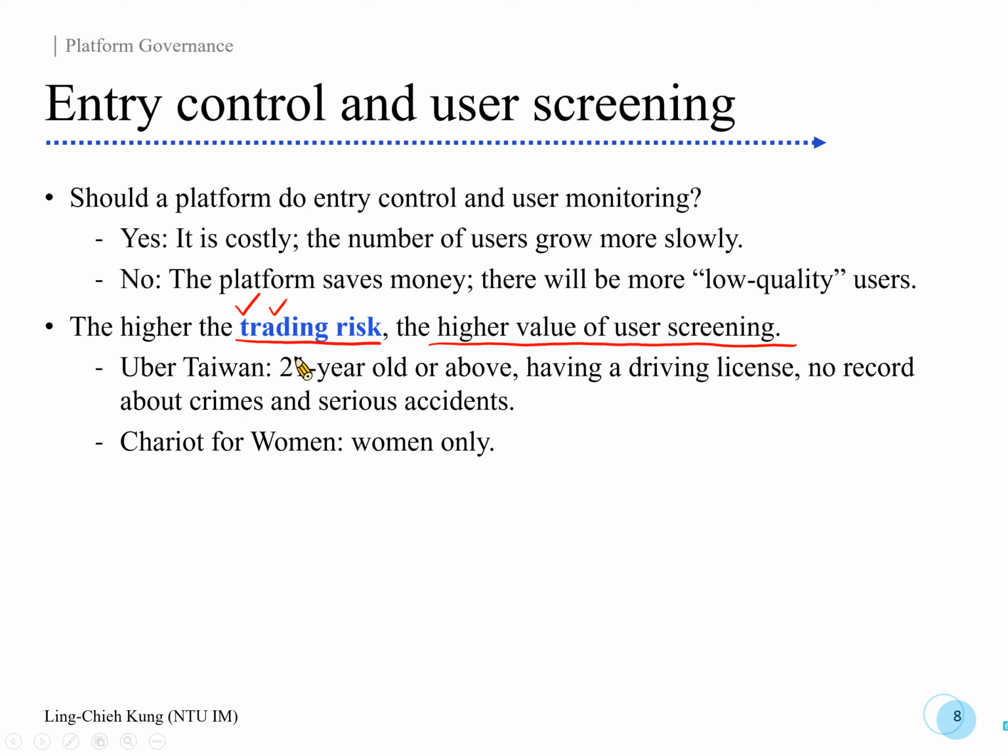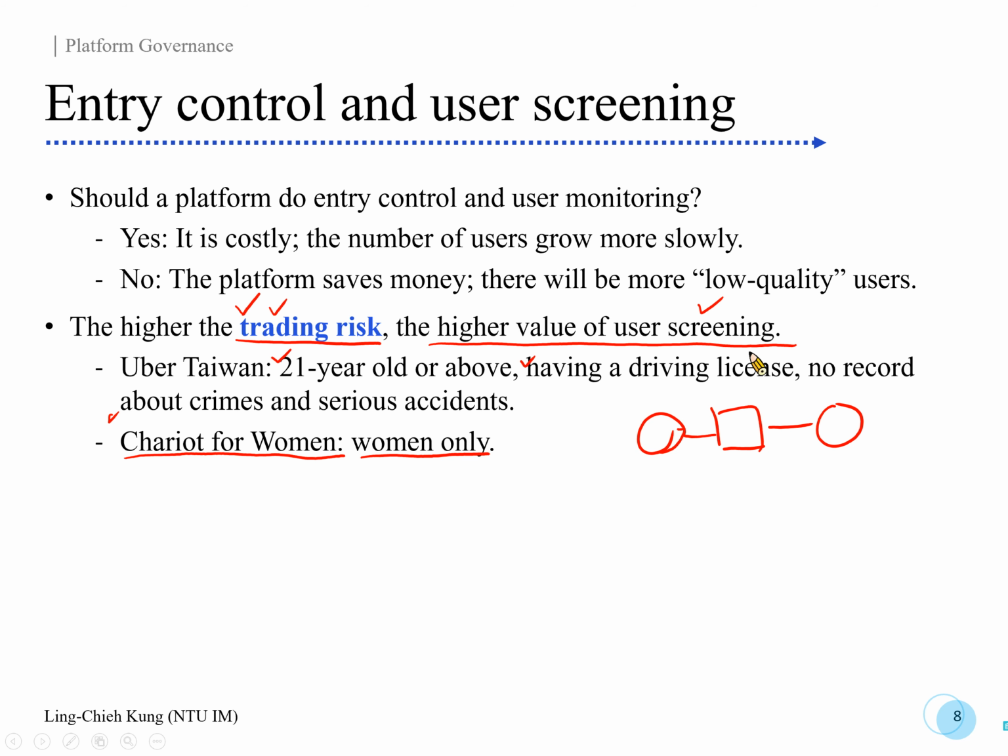There is also an app called Chariot for Women. Basically, this is another Uber that exists somewhere in the world. You may want to check it by yourself. This is a women-only Uber in some sense. If you want to join the platform, passengers must be women, and drivers also need to be women. So only female users are allowed to join this platform.